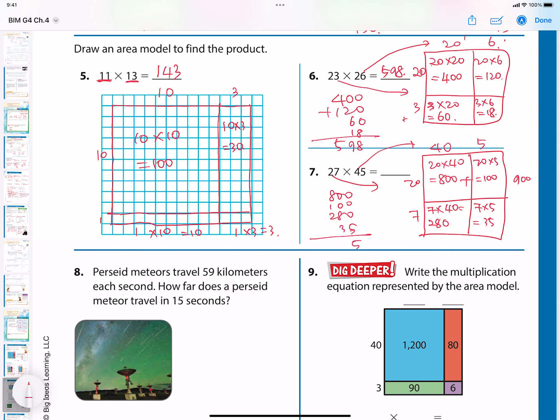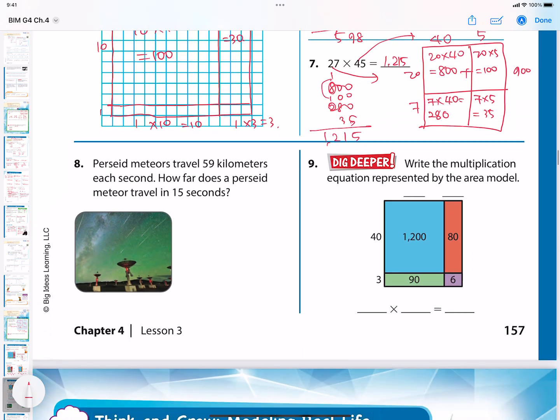All right, so 5. Carry 1 up. It's since 8 plus 3 is 11, right? And already this 8 plus 2 is 10, right? And then we have 2 left. And then this is going to be 1,215. All right, let's move on to number 8.